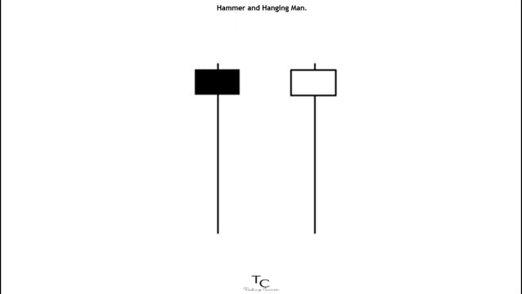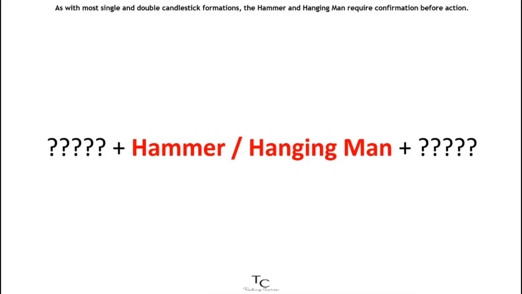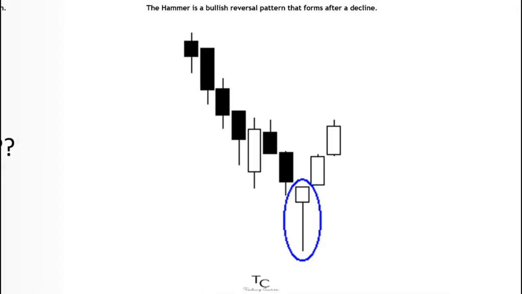Hammer and hanging man. The hammer and hanging man look exactly alike, but have different implications based on the preceding price action. Both have small real bodies, black or white, long lower shadows and short or non-existent upper shadows. As with most single and double candlestick formations, the hammer and hanging man require confirmation before action.